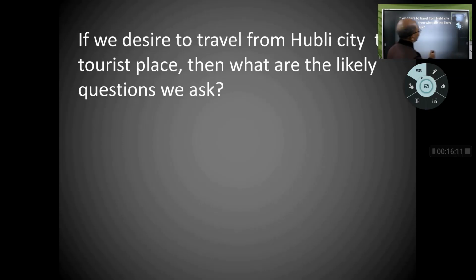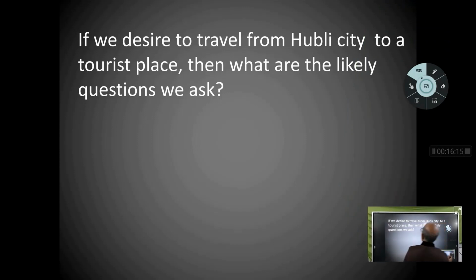Now I am going to ask you one more interesting question. Try and answer this question. If we desire to travel from Hubli city to a tourist place, then what are the likely questions you are going to ask? You should speak loudly. So the distance. You are going to ask what is the distance between the two, because that's the first question you are going to ask.